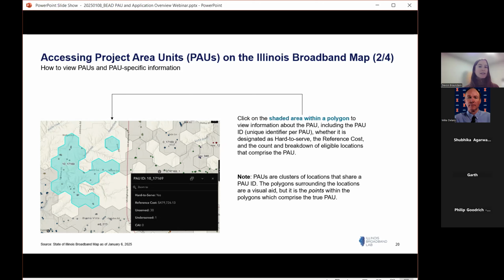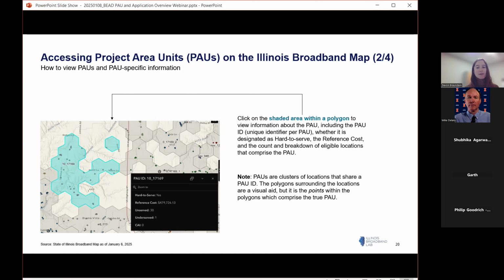and then the breakdown of unserved, underserved locations and CAIs. And again, I just want to emphasize the polygons around the dots are a visual aid to make it a little easier to see what's a part of the same PAU. The colors also help achieve that goal of knowing which locations belong to one PAU. But at the end of the day, only the points, the dots that you see on the map are eligible locations.